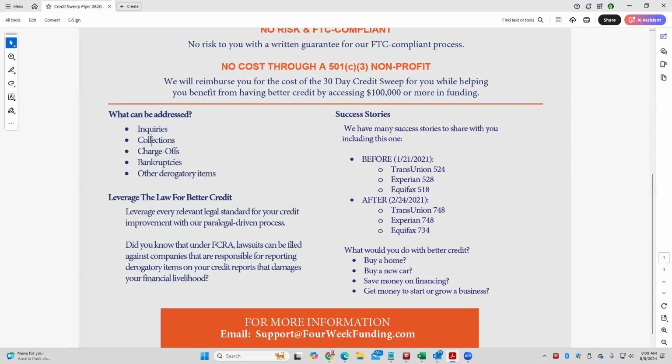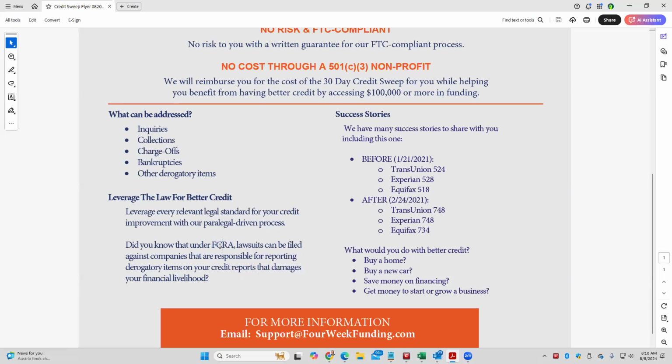But inquiries can come off, collections, charge-offs, bankruptcies, other derogatory items. Bankruptcies are really nice because you think, well, if I went through a bankruptcy, does it really matter, right? Because it wipes all of my debts off. Well, just the fact that the bankruptcy remains on the credit profile makes you appear more risky. So any of those derogatories can be addressed. It's not credit repair, but we are leveraging legal strategies that are enabled under the Fair Credit Reporting Act.